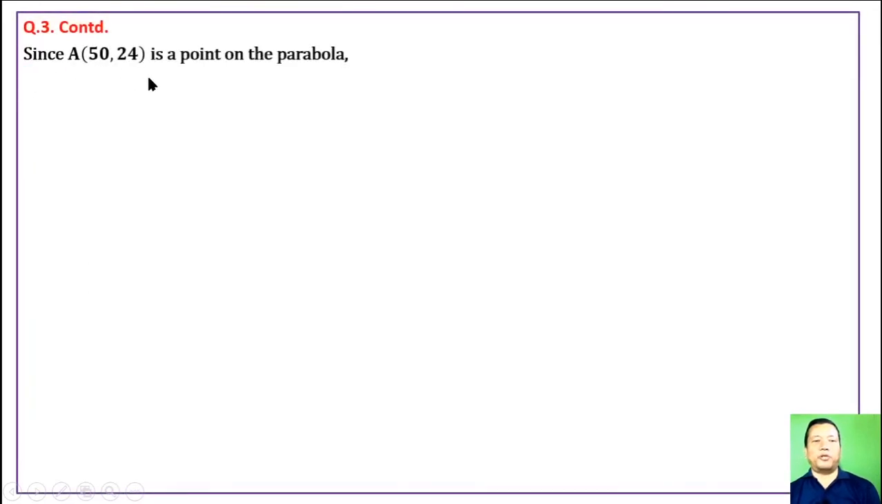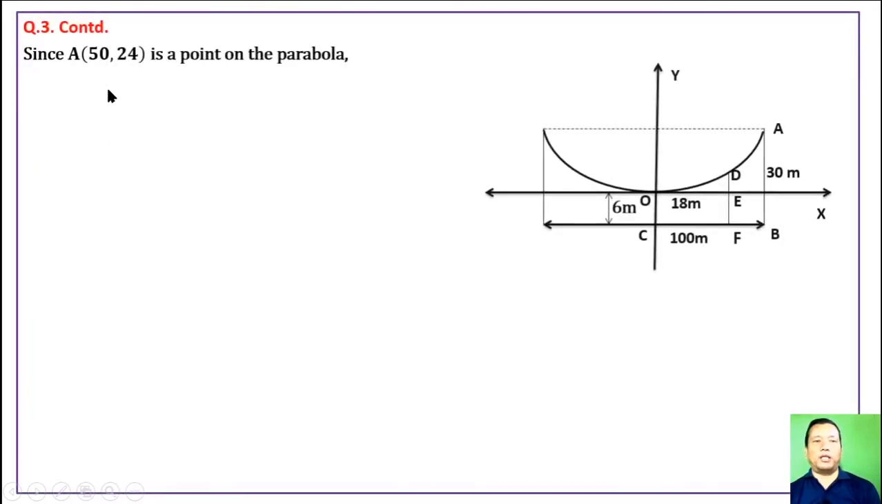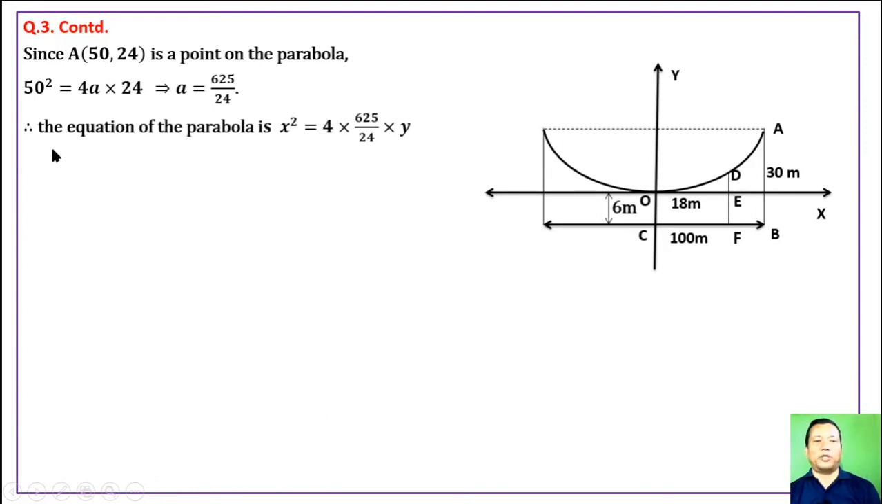Since (50, 24) is a point on the parabola, the coordinates of this point will satisfy the parabolic equation, that is 50 squared equal to 4a into 24, that gives a equal to 625 by 24. Therefore, the equation of the parabola is x squared equal to 4 into 625 by 24 into y. Cancelling, we get 6x squared equal to 625y.